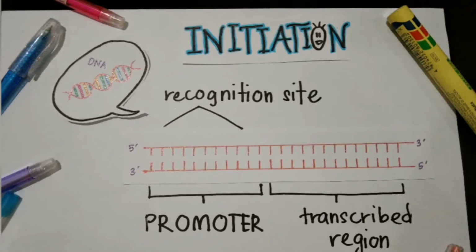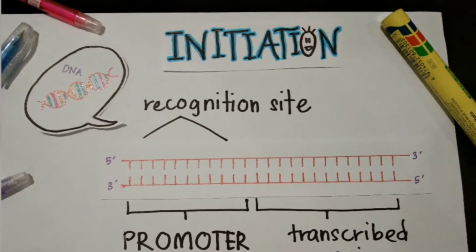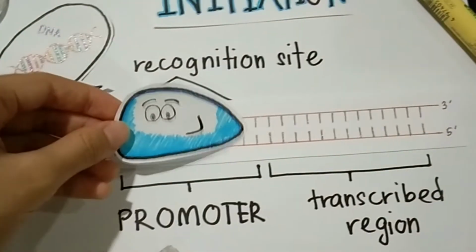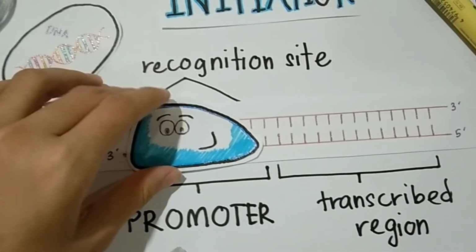The first stage, which is the initiation, starts at regions of DNA called promoters. The promoters will determine which strand of DNA is used as a template.